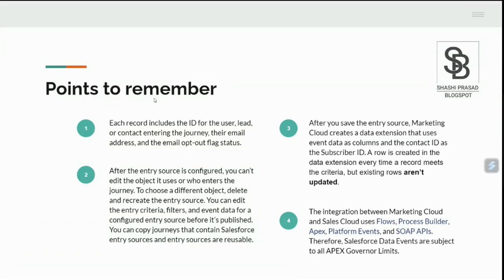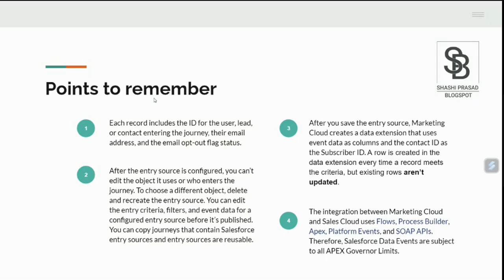It will basically help you optimize everything. Now, the second point: after the entry source is configured, you can't edit the object. Once the record enters the journey, you don't have an option to go and edit it. If you want to choose a different object, you have to delete it, recreate the entry source, and do it from the beginning.